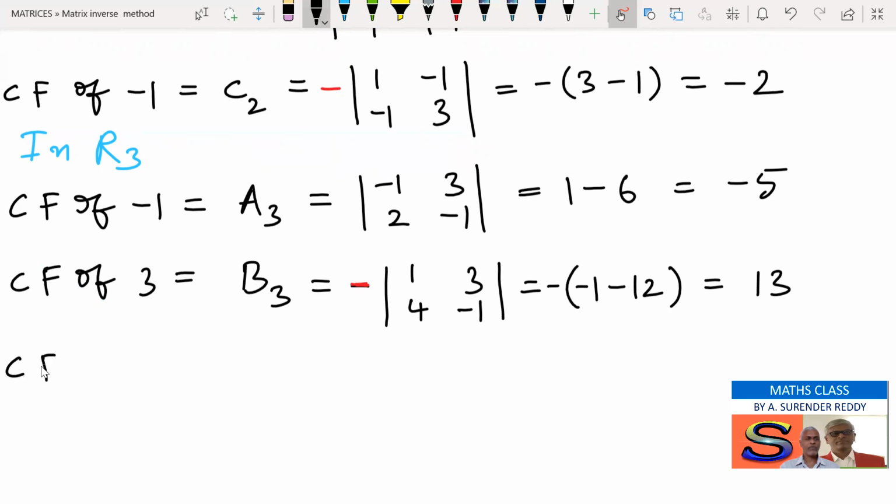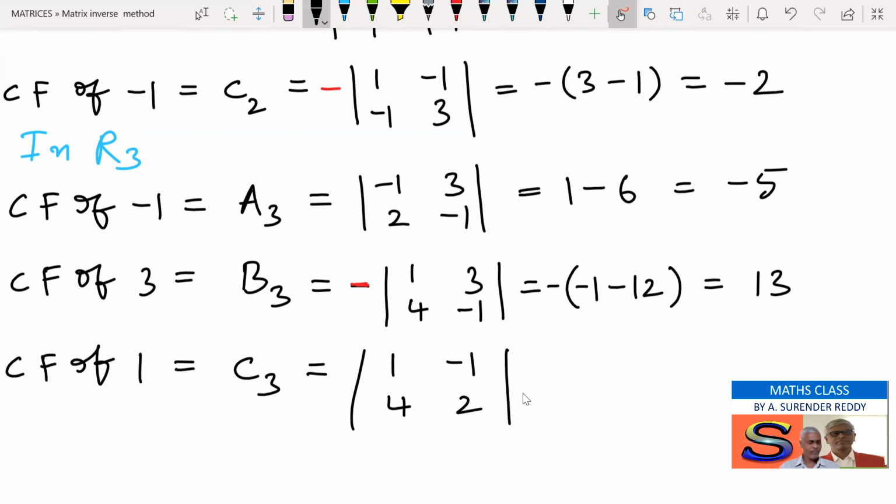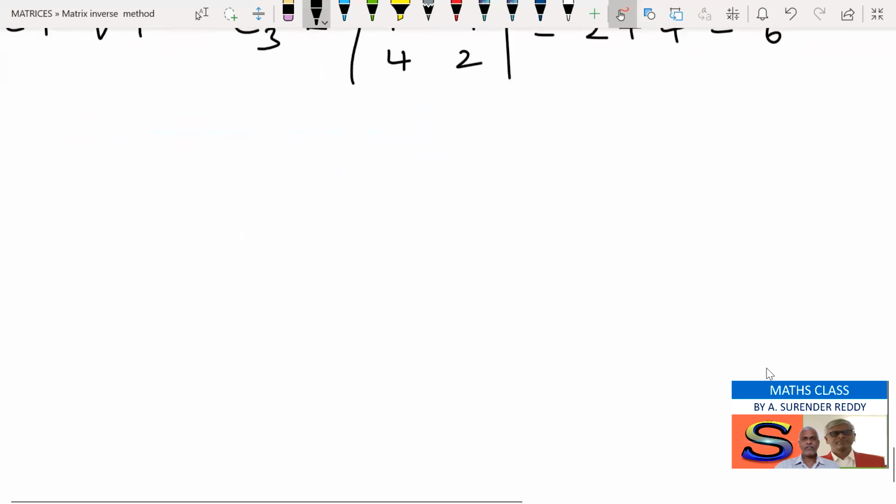The last cofactor, of the last element. So removing the third row and third column, 1, minus 1, 4, 2. So 1 into 2, 4 minus 4 into minus, plus 4. 4 plus 2, 6. So these are all the cofactors.